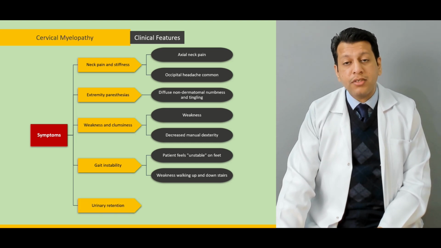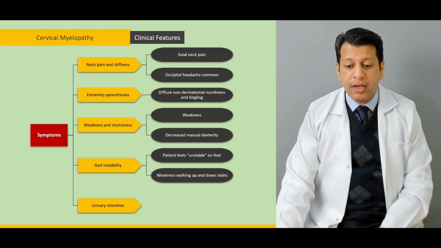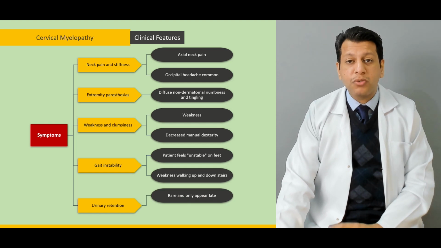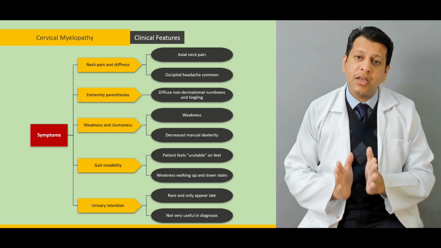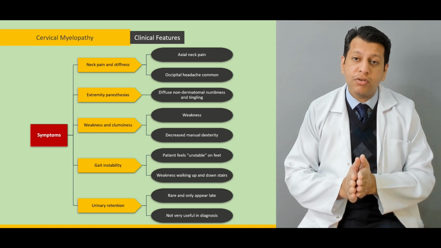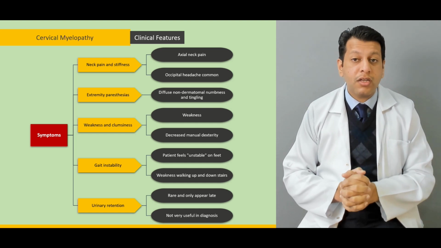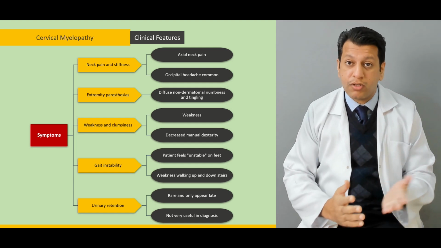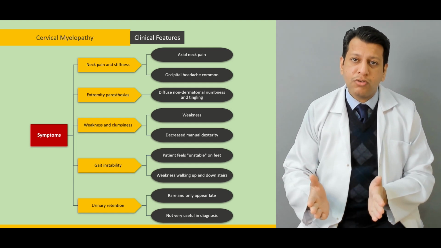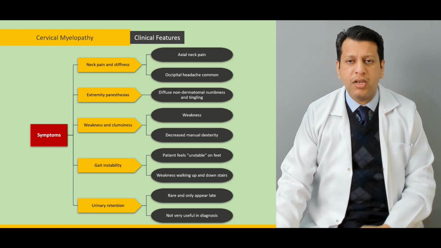Then urinary retention. Although this is a very rare symptom, when this starts to happen, probably the disease has progressed quite a lot, and usually it appears very late. It's not very useful in diagnosis, but when it does appear, we need to differentiate it from cauda equina syndrome, because this could be a surgical emergency if the urinary retention is associated with cauda equina syndrome. Urinary retention with cervical myelopathy is rare, but if it does happen, then we have to deal with that as well.